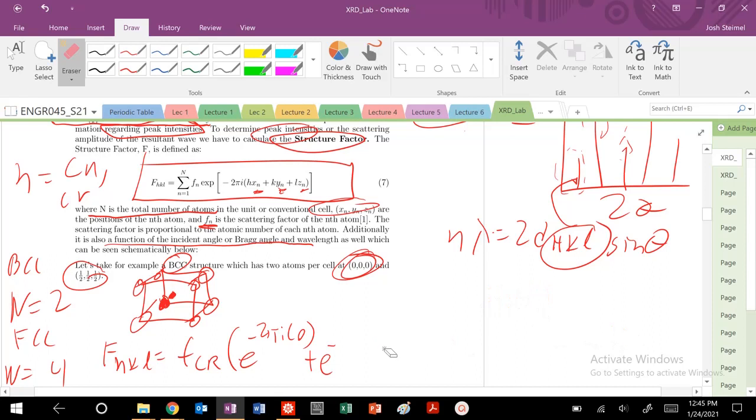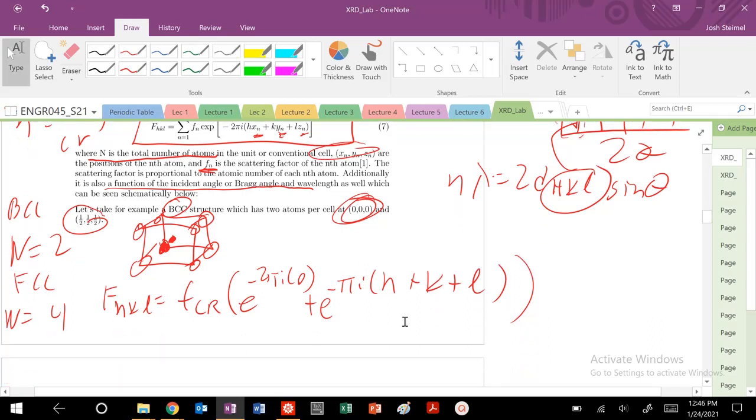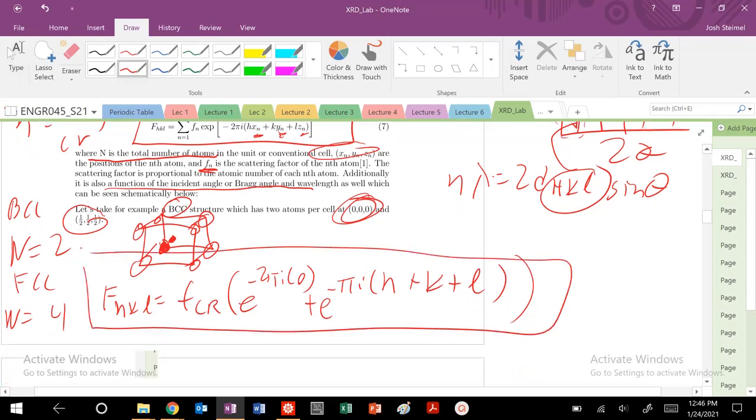Superlattices, it'll come back in another video. Minus pi i times h plus k plus l. So this is our function. This is our structure factor equation for BCC structures. And I'm just taking that half out because I'm just plugging in a half.